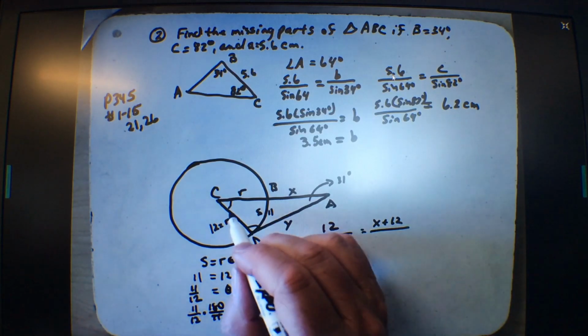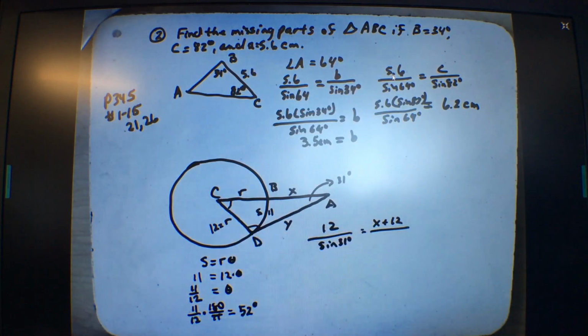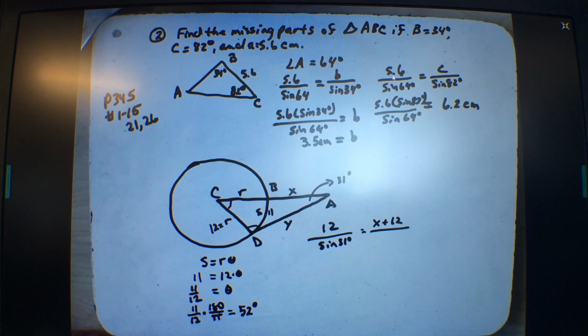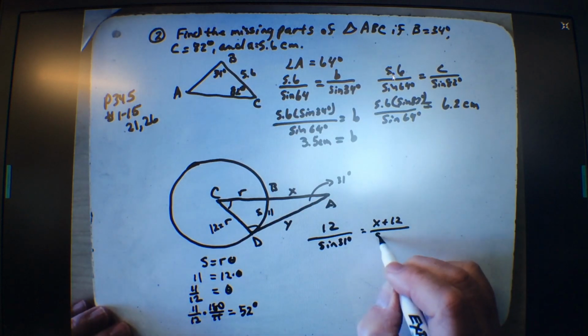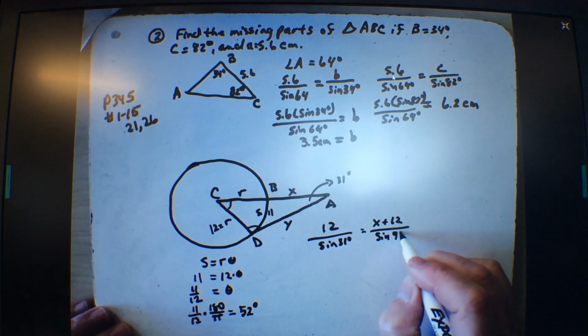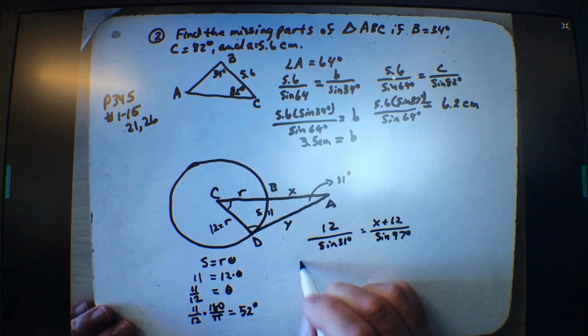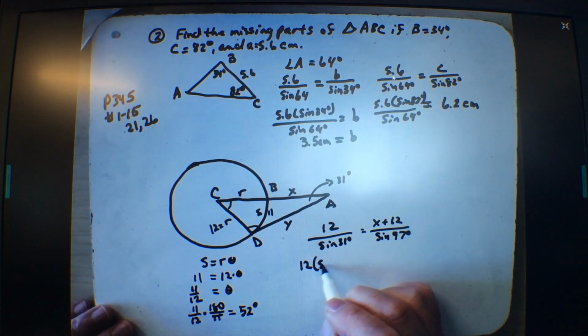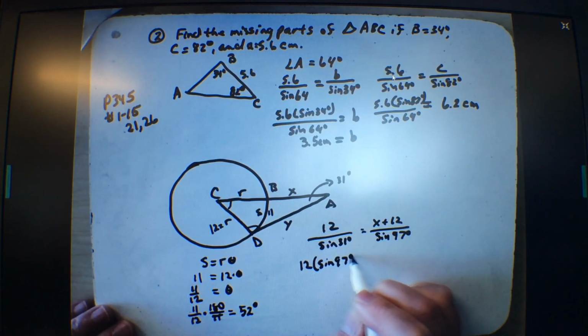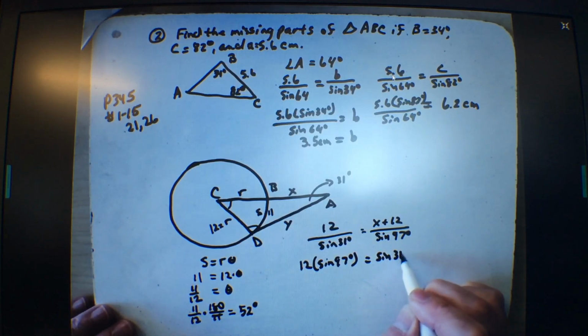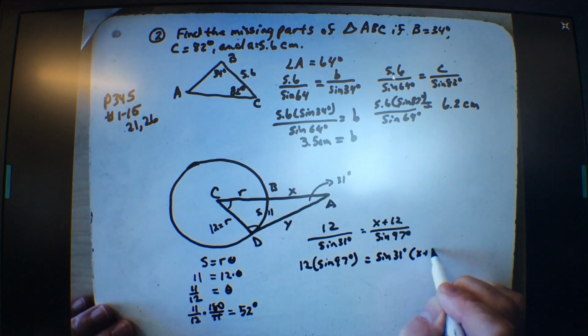So that's that angle. We want this angle. So what would be that angle? Angle D. 97. So the sine of 97 degrees, correct? All right, so we have 12 times the sine of 97 degrees equals the sine of 31 degrees times x plus 12. Is that correct?